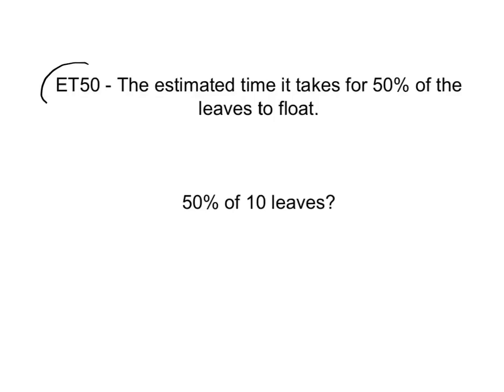ET50 stands for the estimated time, ET, that it takes for 50% of the leaves to float. So if half of the leaves are floating, that gives you an indication as to when generally the majority of leaves started floating.